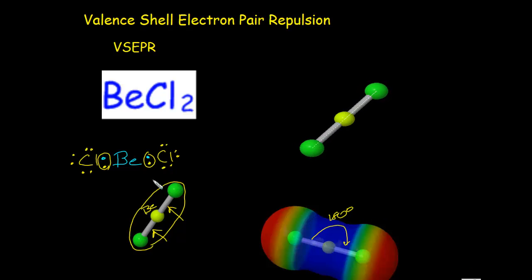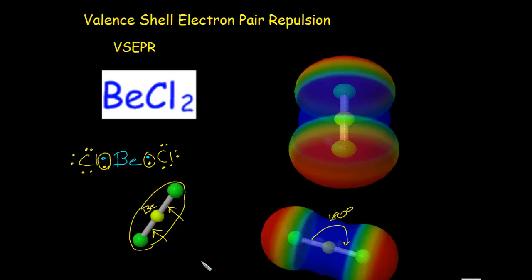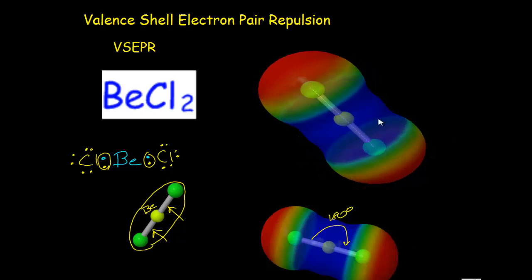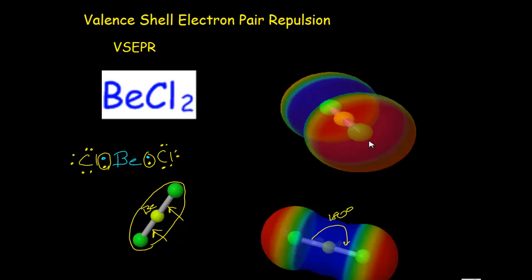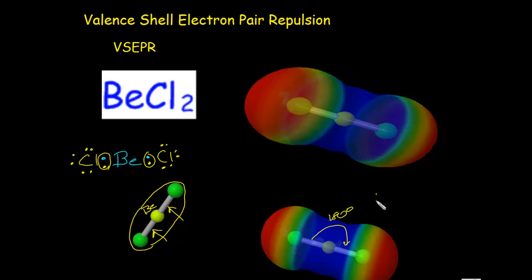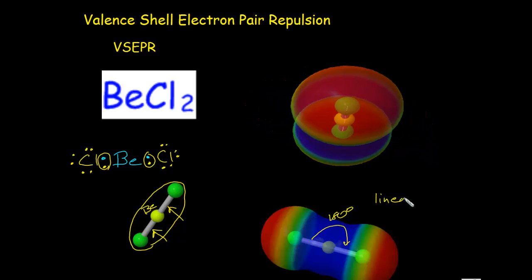So if we have two valence electrons in a central atom, when they bond to two other things, they tend to give us 180 degree geometry, which is also known as linear.